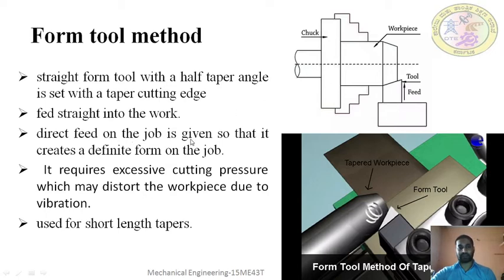Direct feed on the job is given, so that it creates a definite form on the job. Whatever angular cut is placed on the tool, the same angular cut is obtained on the workpiece, because there is direct contact between the tool and the workpiece. So it requires excessive cutting pressure, since we are applying the pressure perpendicular to the axis of rotation, where there is a lot of material. Excessive pressure will be applied to the workpiece, which may distort it due to vibration.